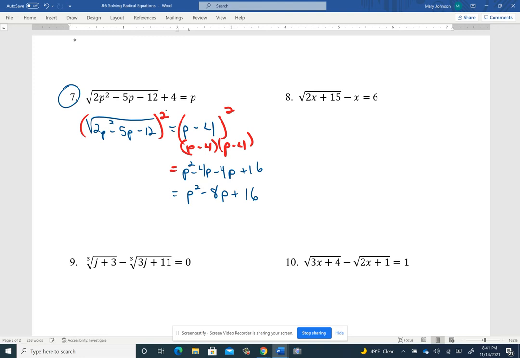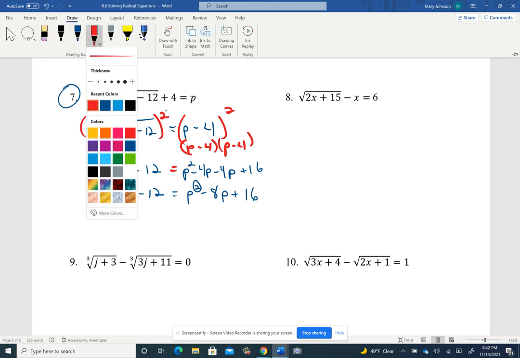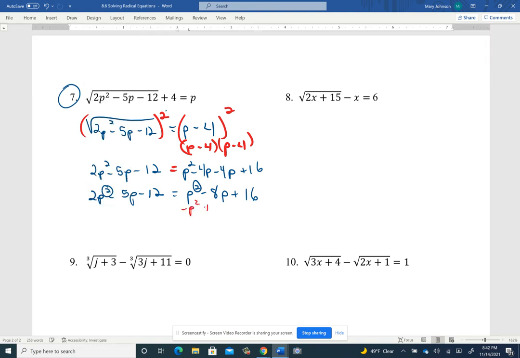All right, now the left-hand side, we're just going to square something that we had a square root over. So that's going to become 2p squared minus 5p minus 12 with no radical. All right, let me just bring that down. And then I noticed these squared, so I'm thinking to myself, okay, I'm going to solve it like I would a quadratic. So that means I'm going to work on getting a 0 on the right. I'm going to go ahead and subtract the p squared, add the 8p, and subtract the 16.